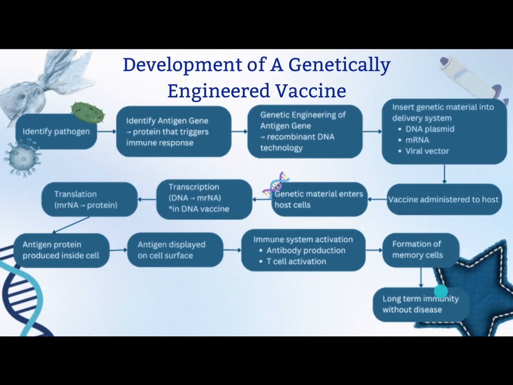The development of a genetically engineered vaccine begins with identifying the pathogen and selecting an antigen that can trigger immunity. The gene encoding this antigen is isolated and modified using genetic engineering techniques. This gene is then inserted into a delivery system such as DNA, mRNA, or a viral vector to create a vaccine that can safely deliver the antigen instructions into human cells.